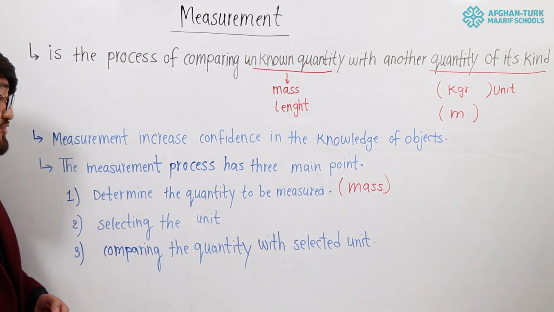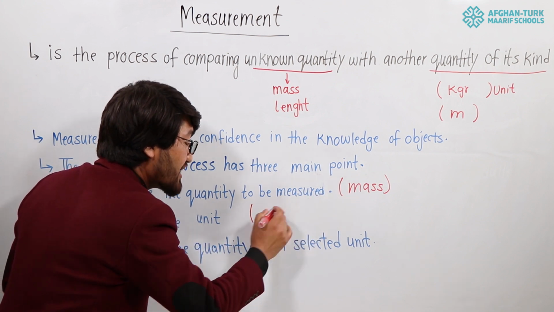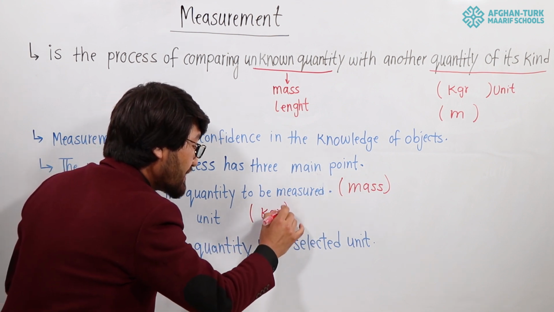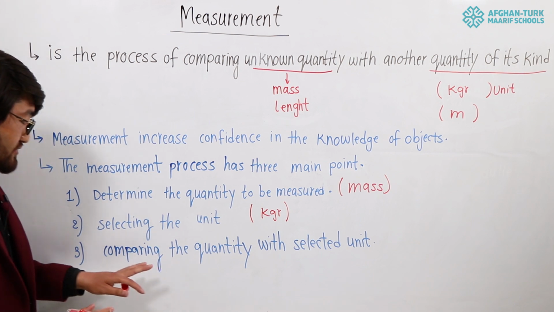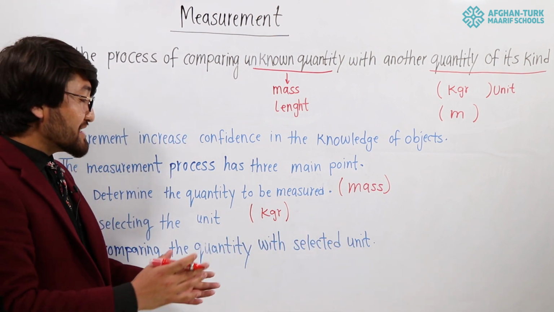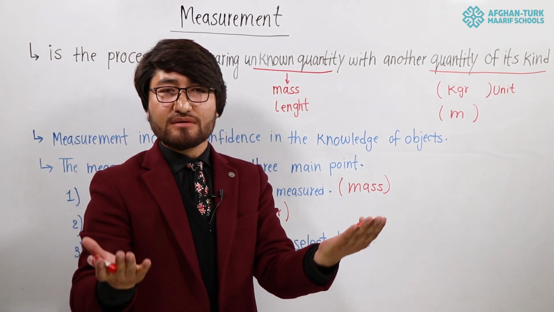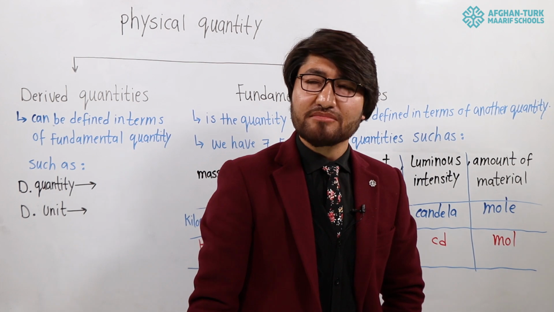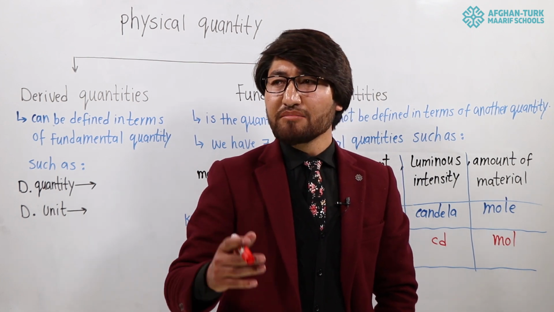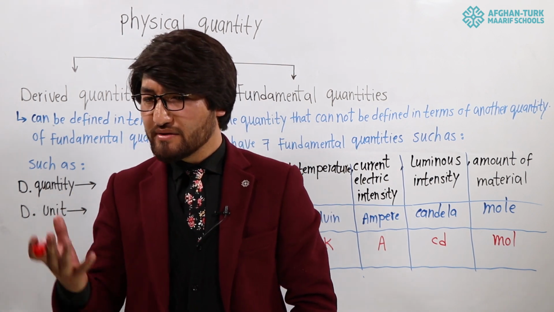Second, selecting the unit. What is the selected unit? What is the unit of mass? Kilogram. And third, what should we do? Comparing the quantity with the selected unit. It means, third, we compare mass with kilogram. We studied measurements. Measurement is the process of comparing two quantities.